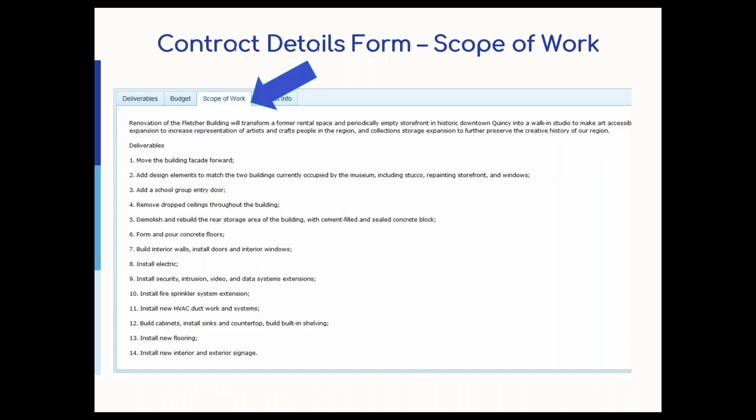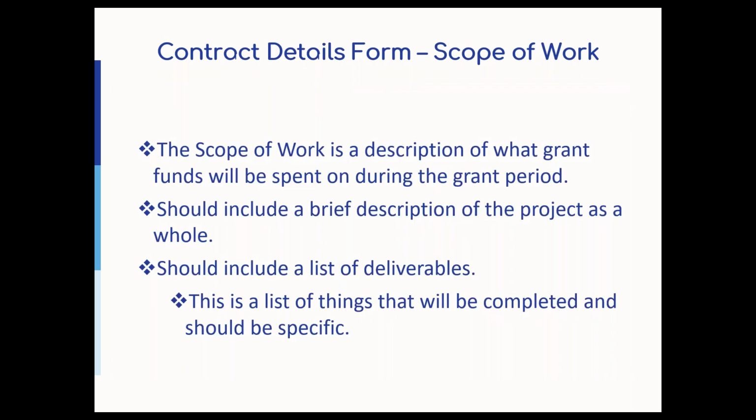So the third tab is the scope of work. And the scope of work is a description of what the funds will be spent on during the grant period. It should have a brief description of the project as a whole, a very simple brief description. It doesn't have to be paragraphs long. It can be a couple of sentences long. And then it should include a list of deliverables. So things that will be completed, and it should be specific.